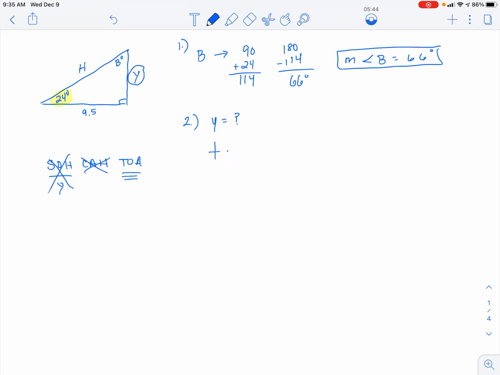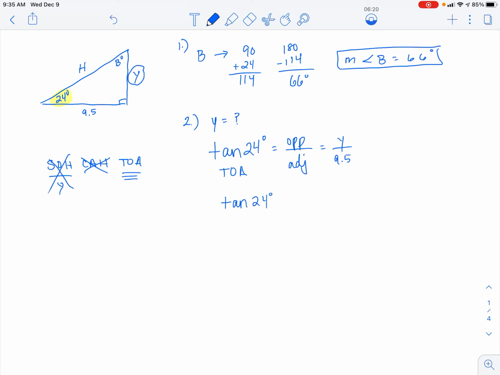So let's write down here tan. We're going to take the angle's measurement that I've highlighted in yellow, tan 24. Let's set up what the ratio is. So it's TOA, right? TOA, which is opposite over adjacent side. So let's plug those in. The opposite side is y, and the adjacent side is 9.5. So we chose to use tan because we have enough measurements that we can use tangent to solve for our missing side y.